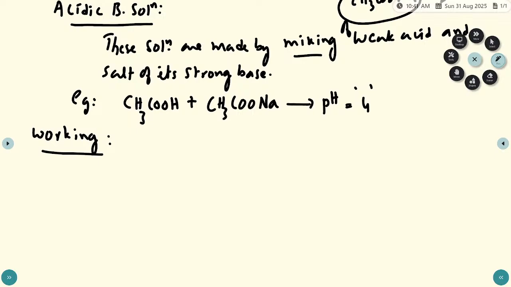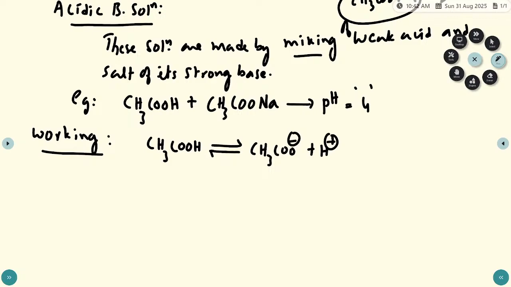So, working. You know that CH3COOH is a weak acid. A weak acid dissociates partially and gives a smaller number of ions. Partial dissociation, partial ionization. So it produces what? CH3COO minus and H plus.